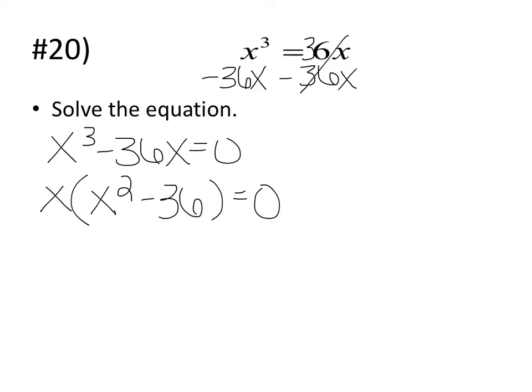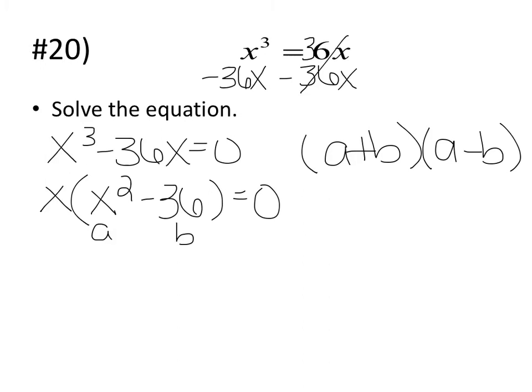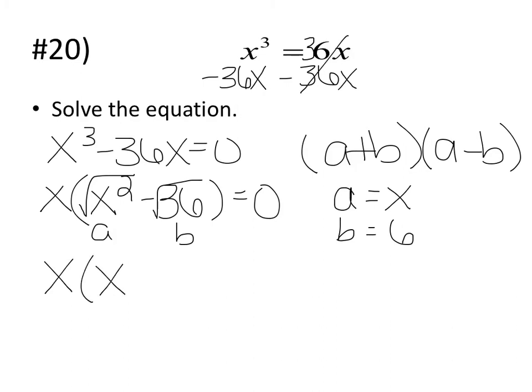Now you should notice that's difference of squares. So remember, when we do difference of squares, you're going to end up with a plus b times a minus b. Okay, so since it's difference of squares, remember this is going to give you your a, this is going to give you your b, but you have to take the square root of both. So a is x, and b is 6. Okay, so you've got x, and then you're going to do x plus 6 times x minus 6 is equal to 0.